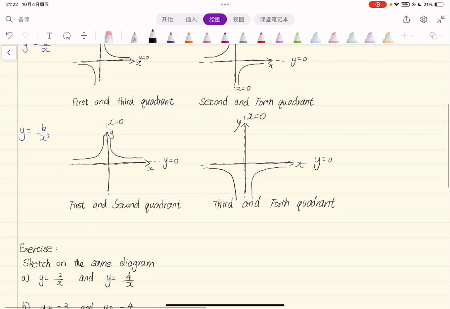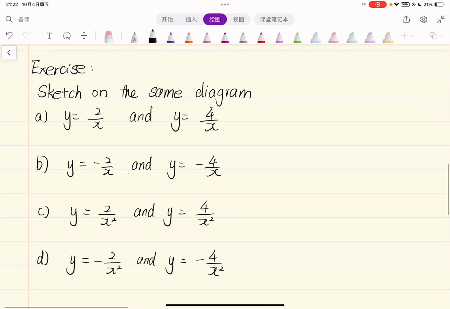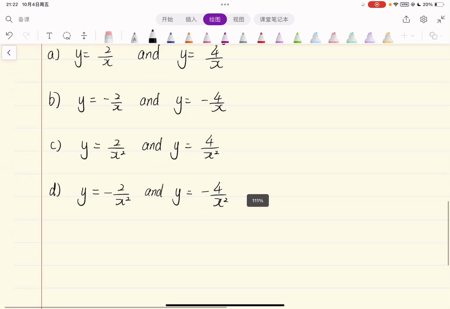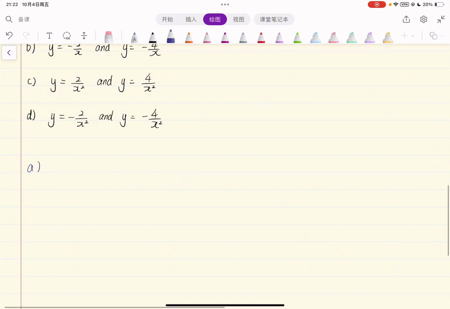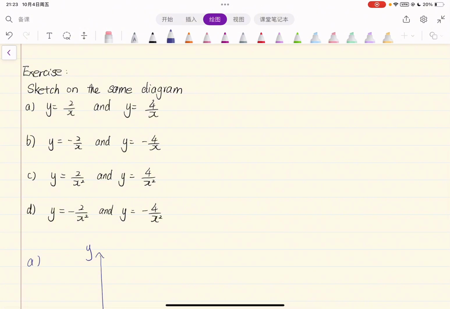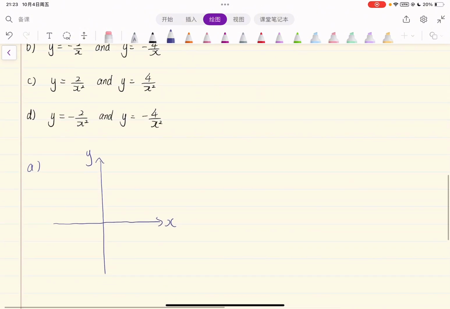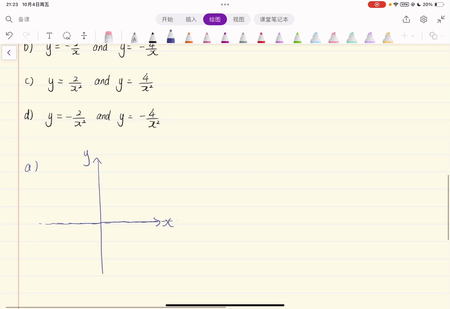Now let us see some exercise. Part A asks you to sketch on the same diagram two functions, 2 over x and 4 over x. Let's do part A first. We have to draw the coordinate axes x and y. We see these are reciprocal functions, so we have the asymptotes y equals 0 and x equals 0.